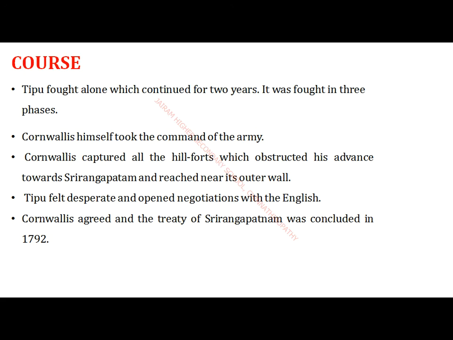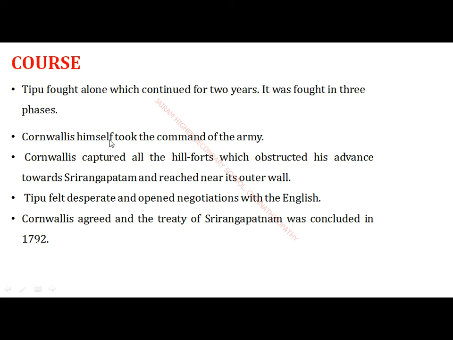Tipu Sultan fought alone against the Britishers for 2 years as a single person. The war was fought in 3 phases. The 3 phases means the 3 parts of the war took place against whom? Against the enemy of Tipu Sultan, that is the Britishers.